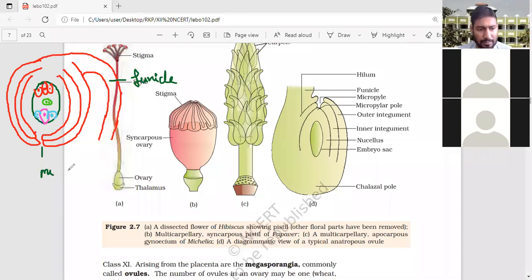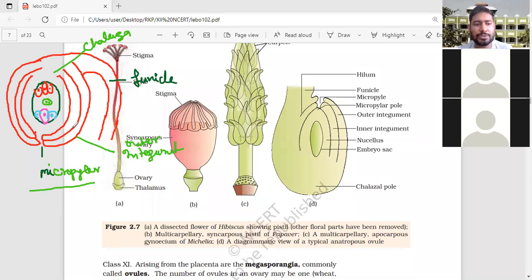This structure is known as the micropyle. So this is the micropylar end, and this structure is known as the chalaza. And you can see the outer one is the integument. This structure is known as the outer integument, and this structure is known as the inner integument. Clear? Outer integument, inner integument. And this is called the chalaza, and this is the micropylar end. And this is the funicle.